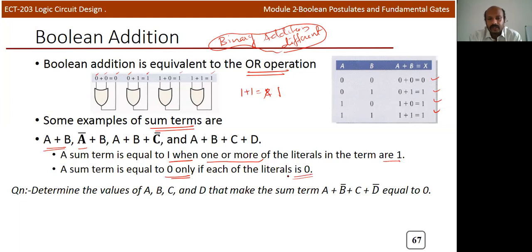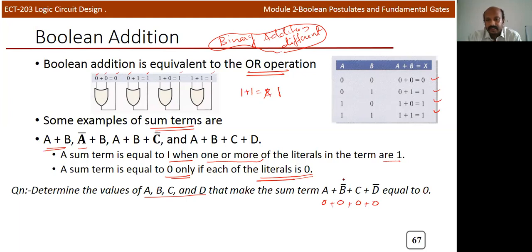Don't confuse this with the variable; here it is indicated as a literal. Now look at a question: determine the values of A, B, C, D that make the sum term A plus B bar plus C plus D bar equal to 0. Each literal should be 0, meaning A should be 0, B bar should be 0, C should be 0, D bar should be 0. Then only will the entire expression be equal to 0.